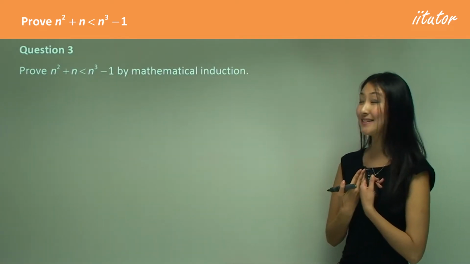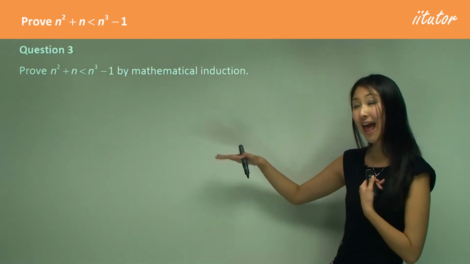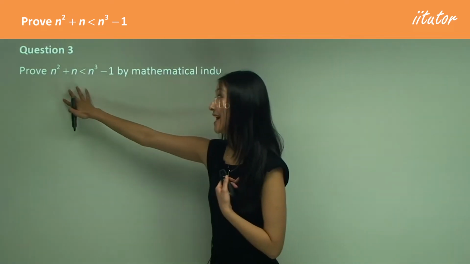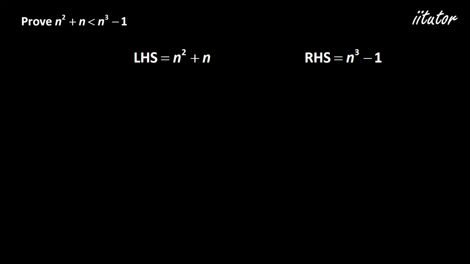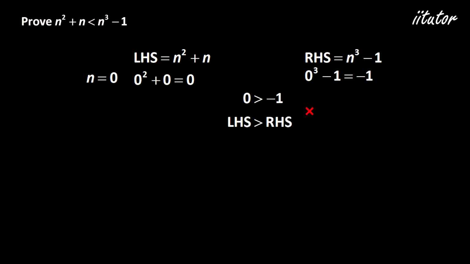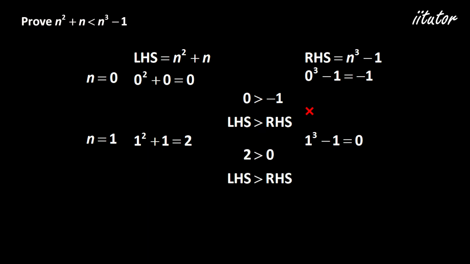And that means for us that we have to test out numbers and find out when the left-hand side is less than the right-hand side. So we always start off with n equals 0. So left-hand side just equals 0, whereas the right-hand side is negative 1. Now 0 is greater than negative 1, so left-hand side is greater than. So no, that doesn't satisfy that. Okay, moving on to n equals 1. We have 1 squared plus 1 equals 2. The right-hand side is 1 cubed minus 1, that equals 0. And once again, the left-hand side is greater than the right-hand side, so it doesn't work for that.